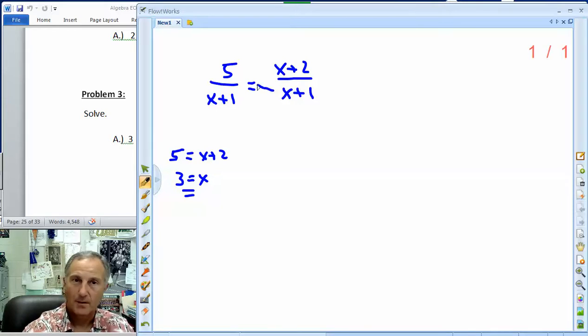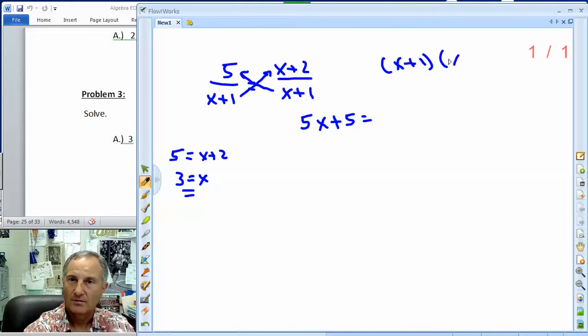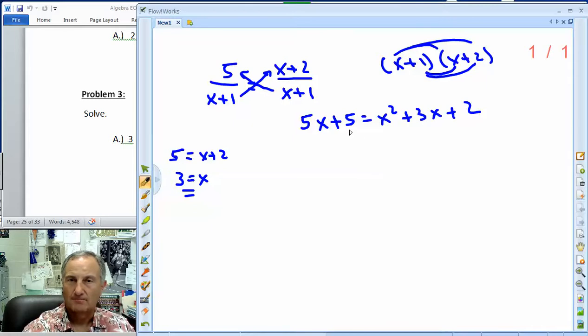That's a little shortcut because the denominators are equal. But let me solve this the way we've been doing it, and we should get the same answer. When I cross multiply the 5 by the x plus 1, I should get 5x plus 5. I'm going to FOIL the x plus 1 times the x plus 2. I'm going to get x squared, plus 2x plus another x, that's plus 3x plus 2. I'm going to subtract my 5x over, and subtract my 5 over.